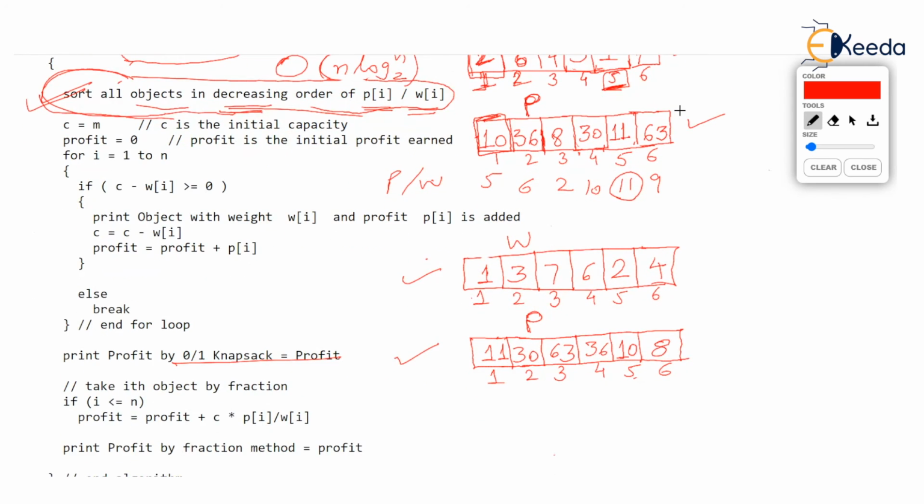Now next step, let's take a variable c which is initialized as m. So in our problem, c is going to be 15, writing it at the bottom here. And then one more variable has been used, profit. Check this, profit is 0. So this was the initial profit. And you recall from the earlier video, this profit came out to be 104, isn't it?